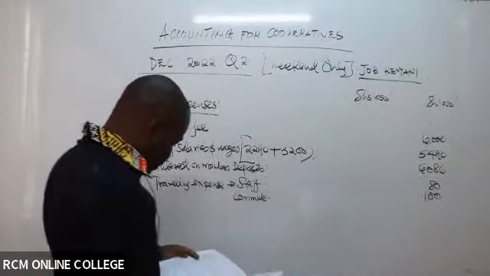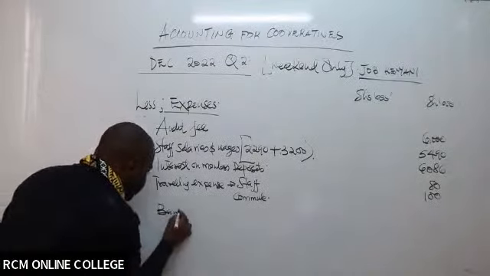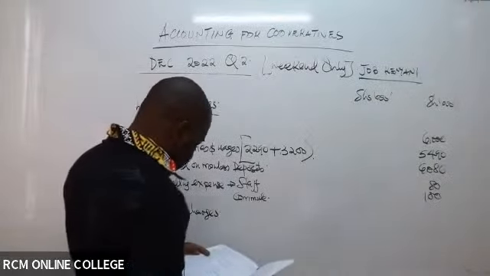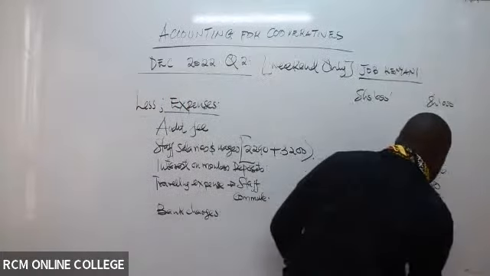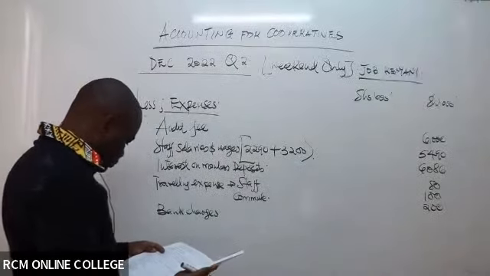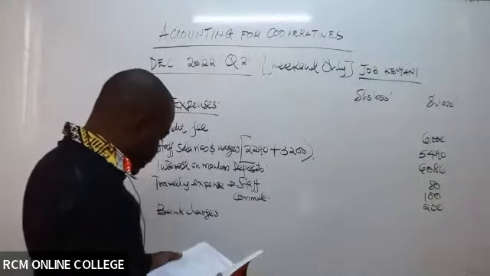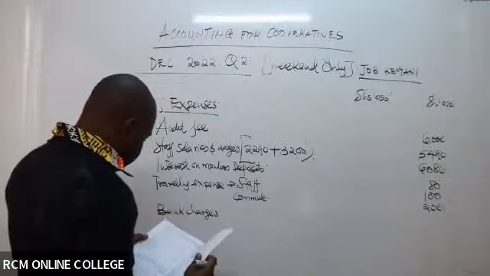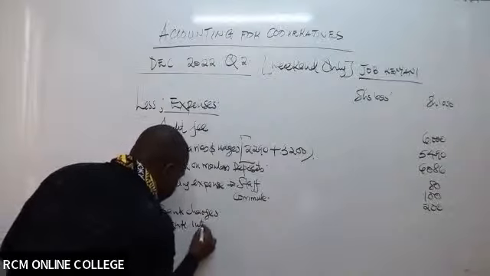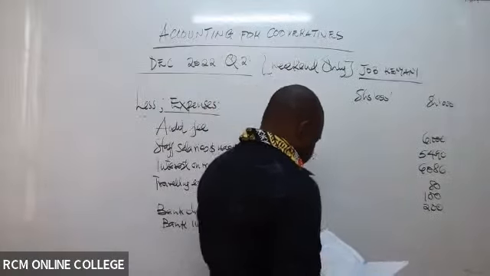So another item, if you go down there, you have bank charges. You can see bank charges, at 200. We have bank interest. So probably there was a loan they ended up having to take. So they have bank interest, which I think is 810.